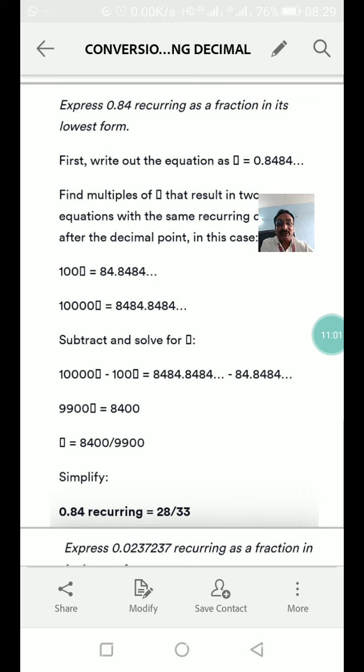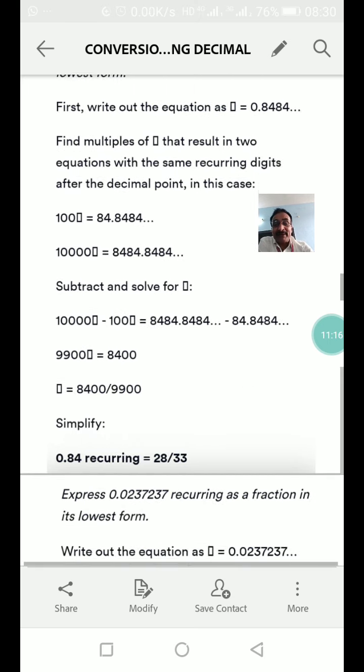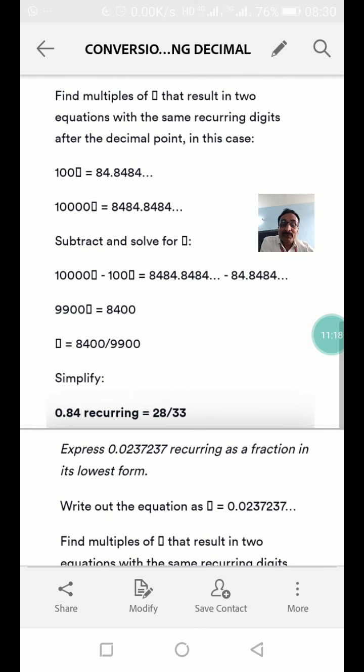In this way, you get 9,900x equal to 8,400, and also you get x equal to 8,400 by 9,900. Now, you can simplify this. You get x equal to 28 by 33. Now, let us take second example.